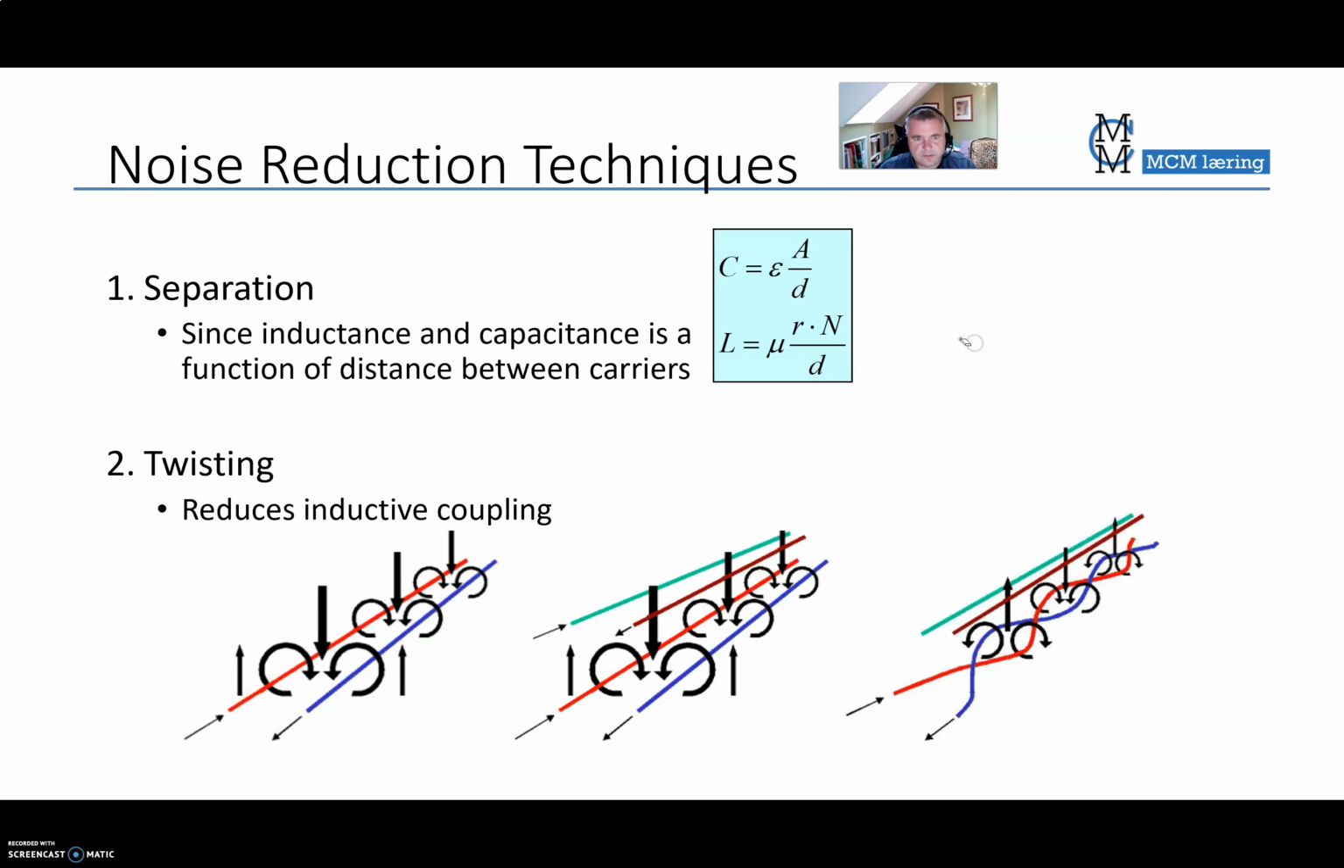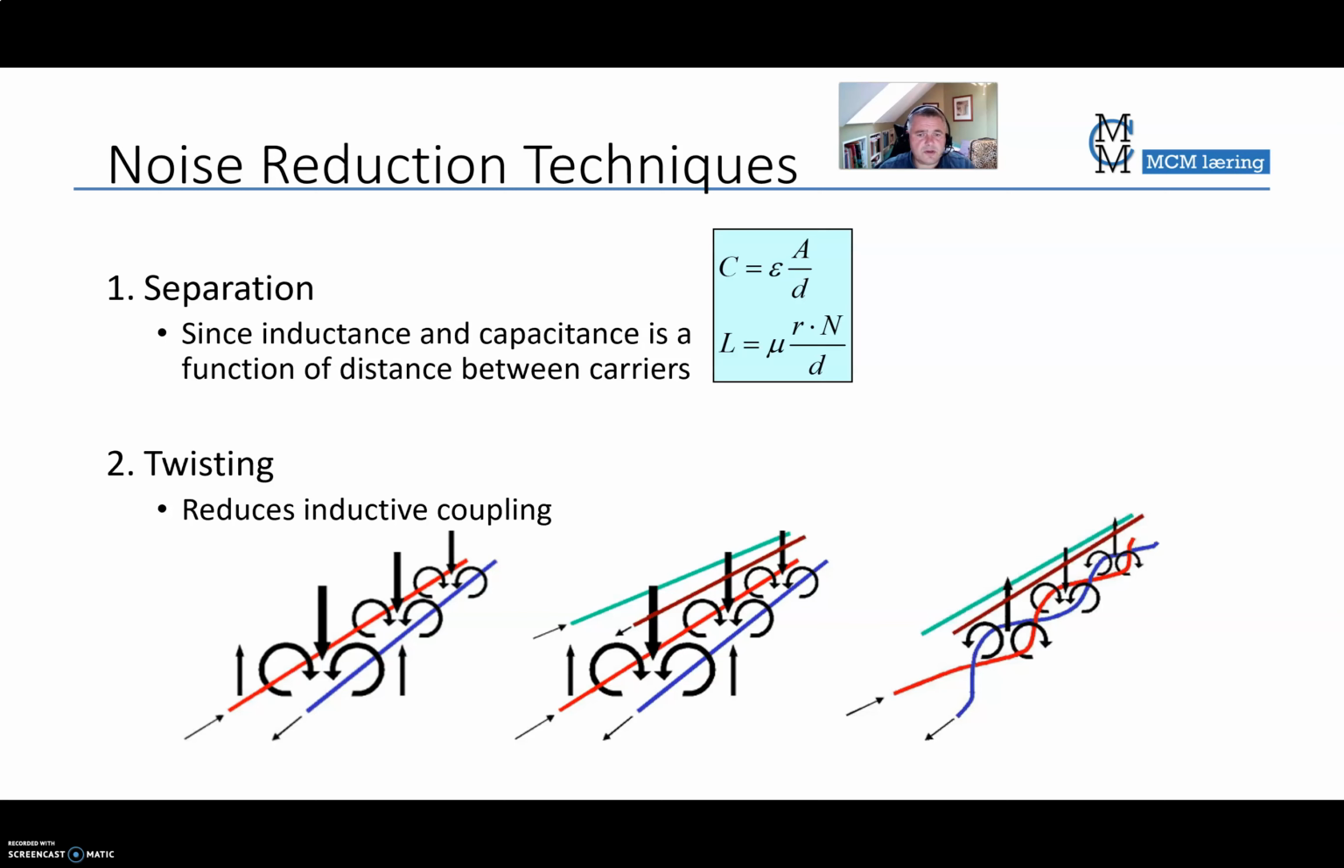Also for radio frequency coupling, you can use this technique. We all know that the further you get away from the radio source, the weaker the signal. So it would help here as well.